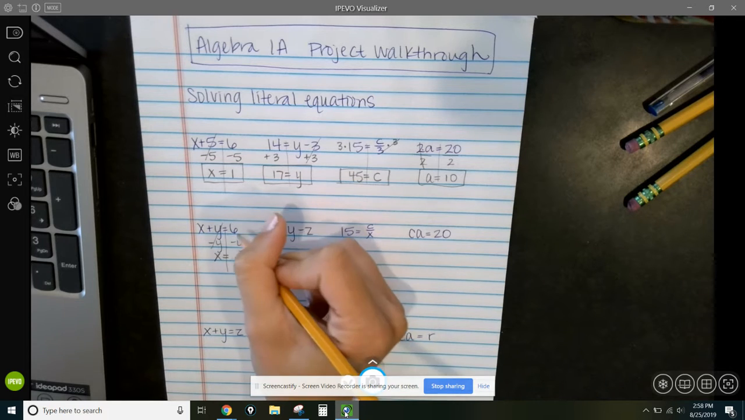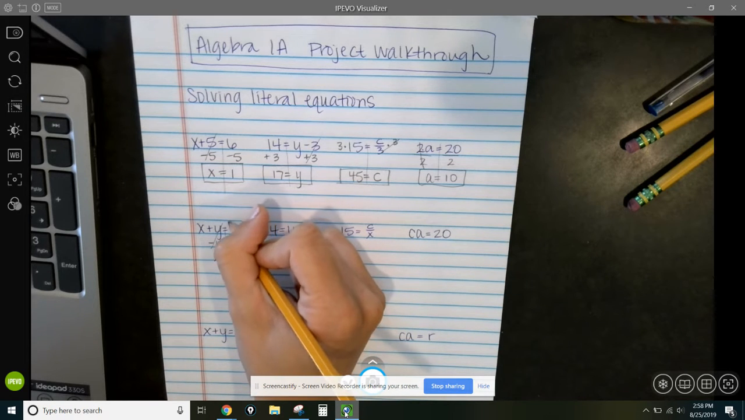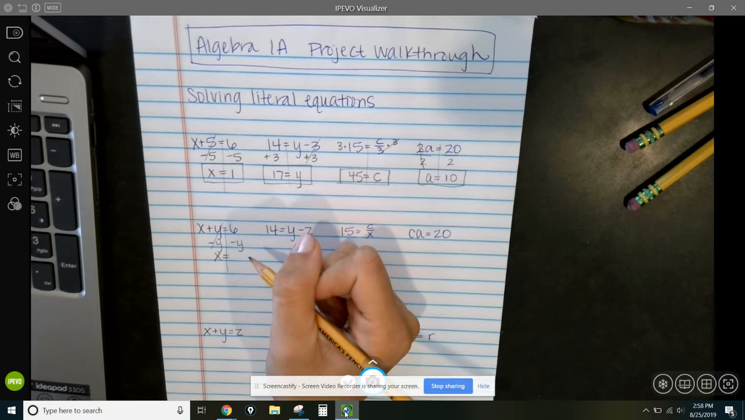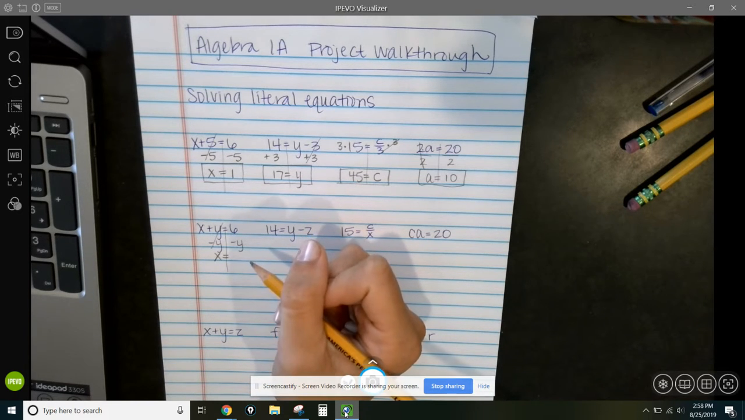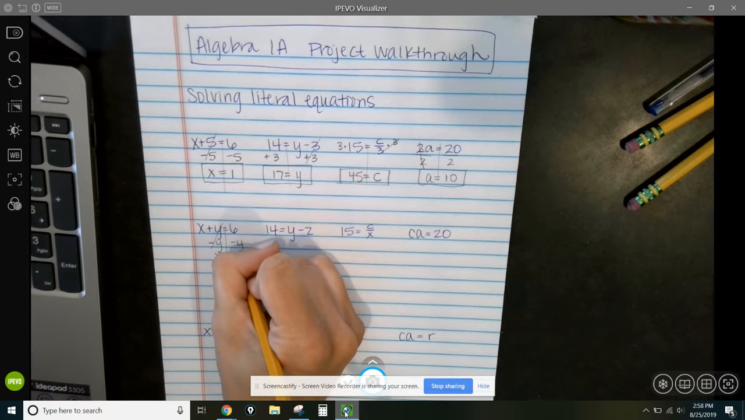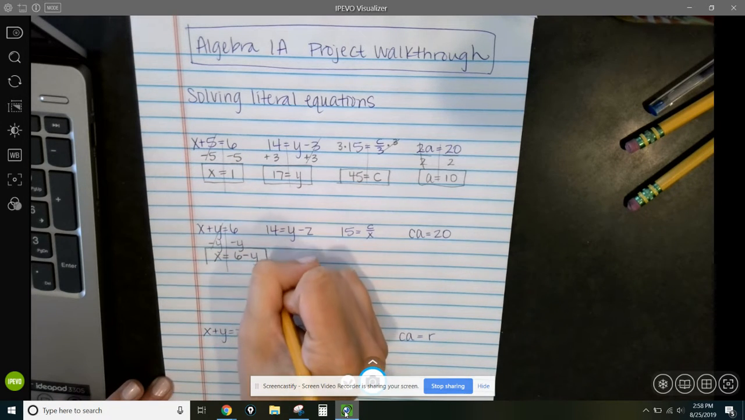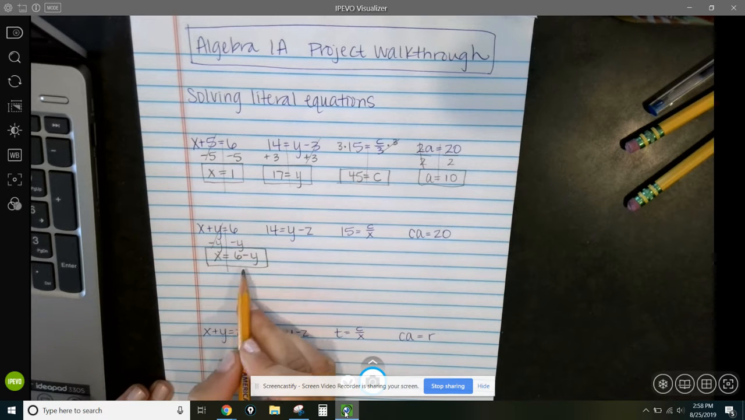Here's the part that you might think is tricky, but it's actually not. On the right, I have to do 6 minus y. Well, I don't know what 6 minus y is because I don't know what y is, and that's okay. All you have to write is 6 minus y, and that is your answer. That is how you isolate x. You don't have to know what 6 minus y is. You just have to write it down.